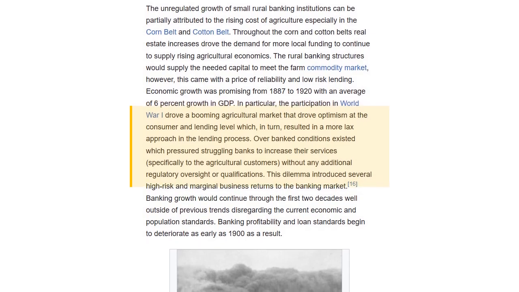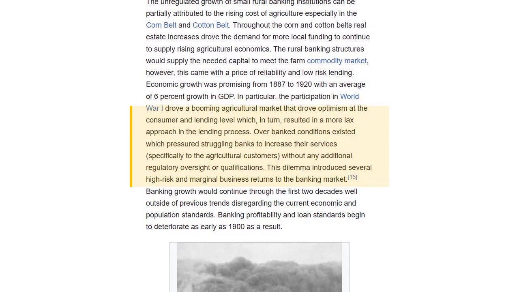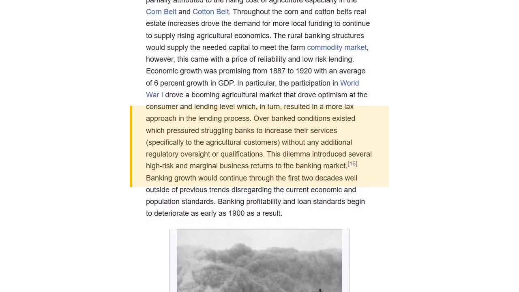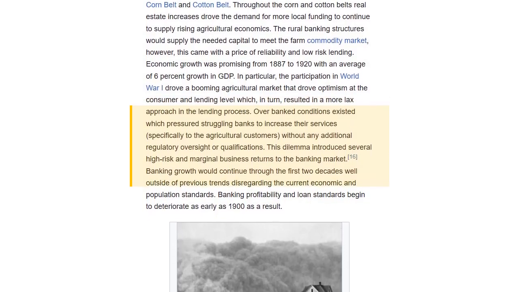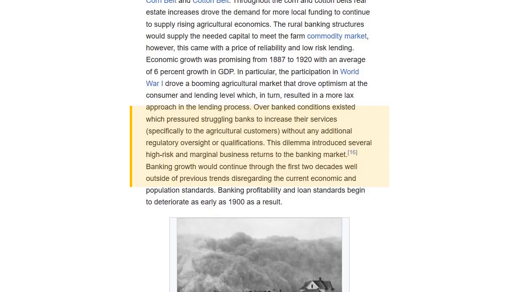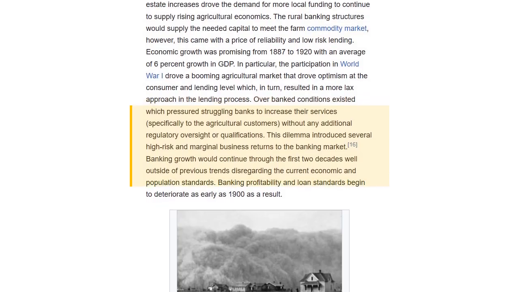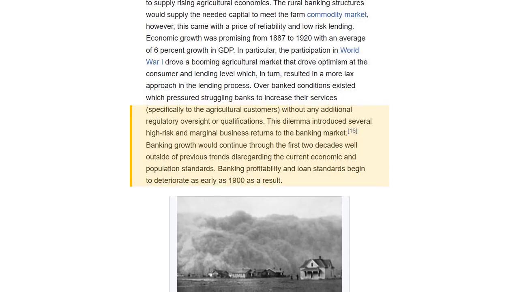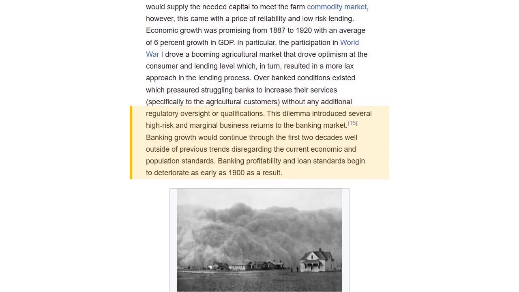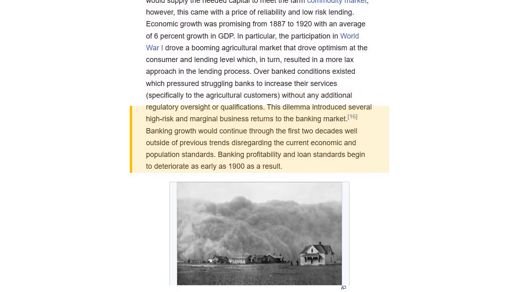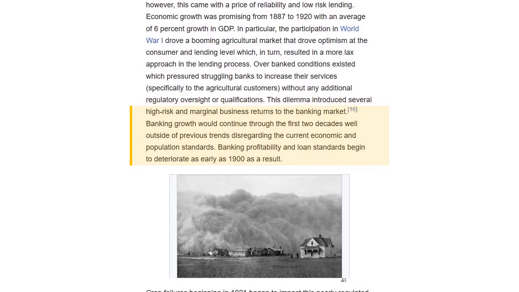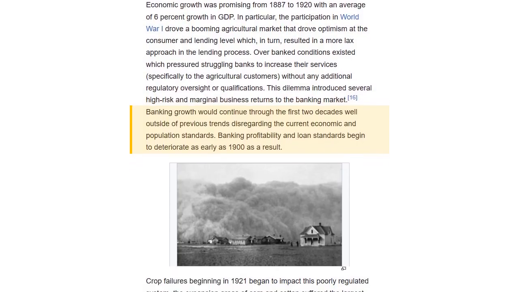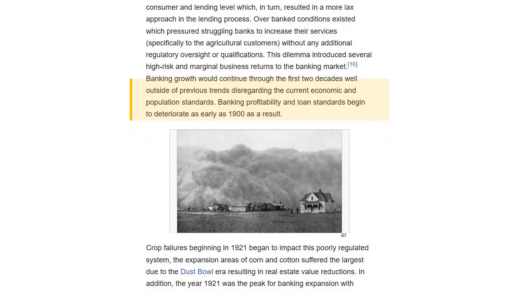Overbanked conditions existed, which pressured struggling banks to increase their services, specifically to the agricultural customers, without any additional regulatory oversight or qualifications. This dilemma introduced several high-risk and marginal business returns to the banking market. Banking growth would continue through the first 2 decades well outside of previous trends, disregarding the current economic and population standards. Banking profitability and loan standards begin to deteriorate as early as 1900 as a result.